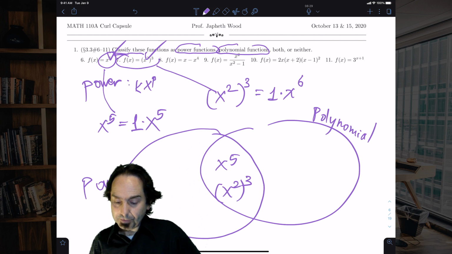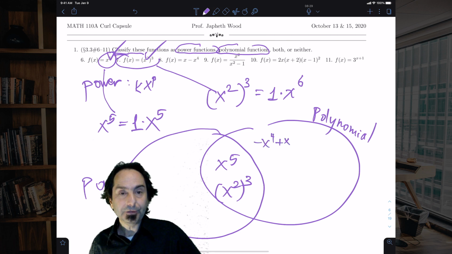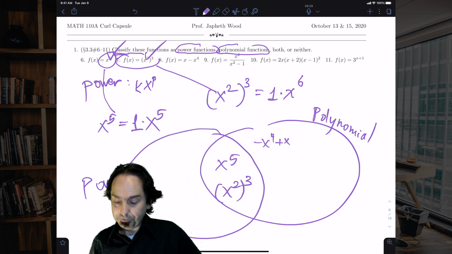The third one, x minus x to the fourth, we should write that as negative x to the fourth plus x. That's in the general order, and the coefficients are negative 1 and 1.